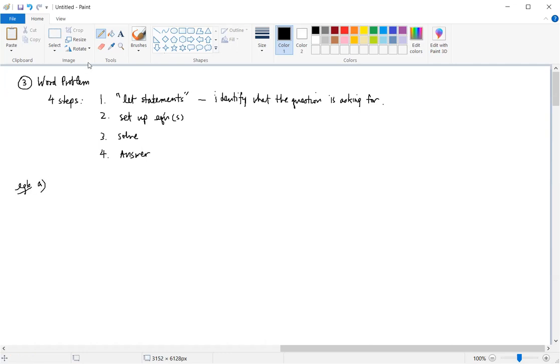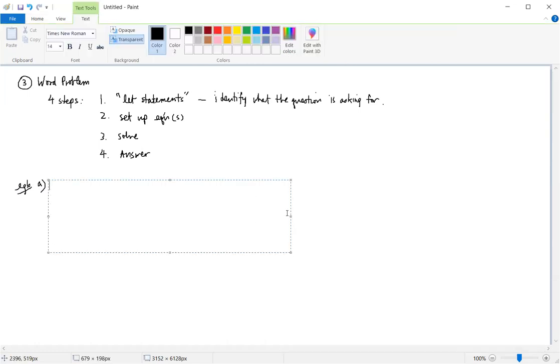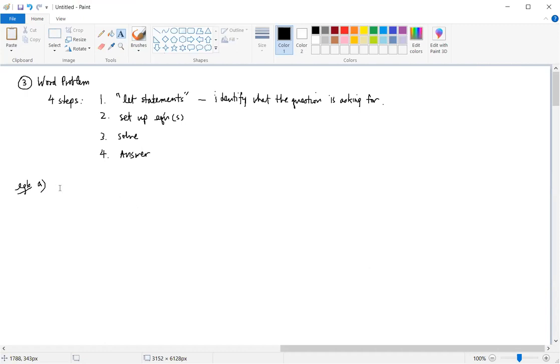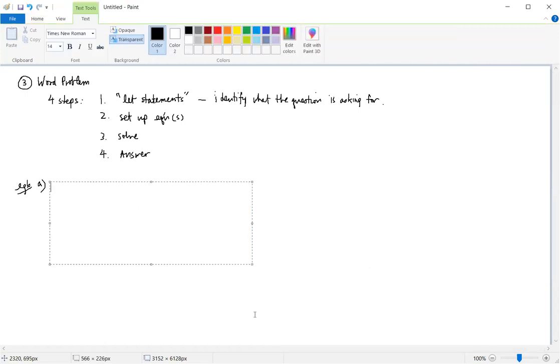Okay, word problem, I can type it out. 2 times the number is 5 less than triple the number. What is that number? That's it, just a short question.